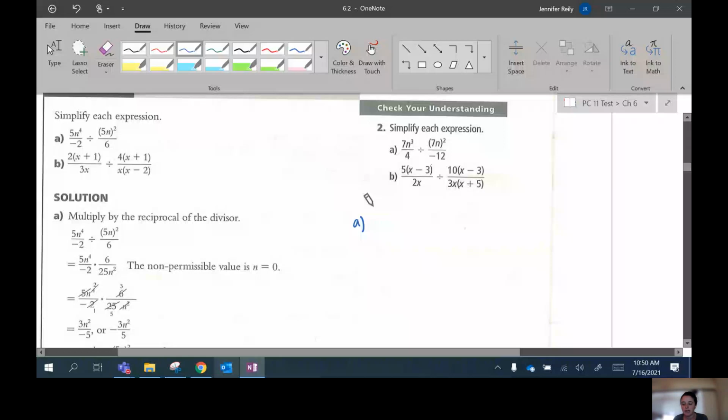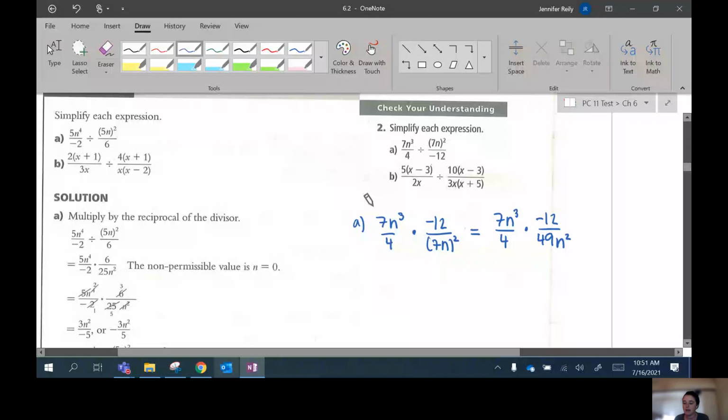Now for this one, before I can start canceling, I do have to expand this one out, because that square is being applied to the 7 and to the n. So I'm going to write it out a little bit better here. So it'd be 49n squared. That way we can separate the numbers and the variables.